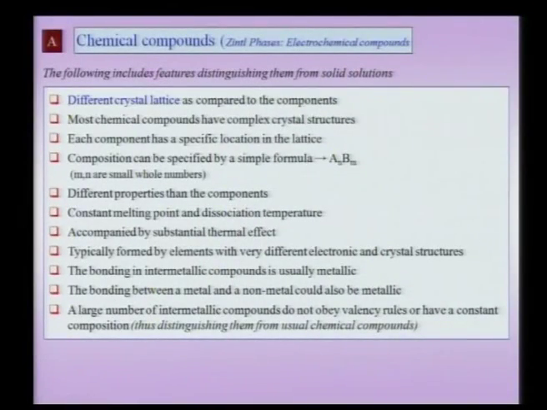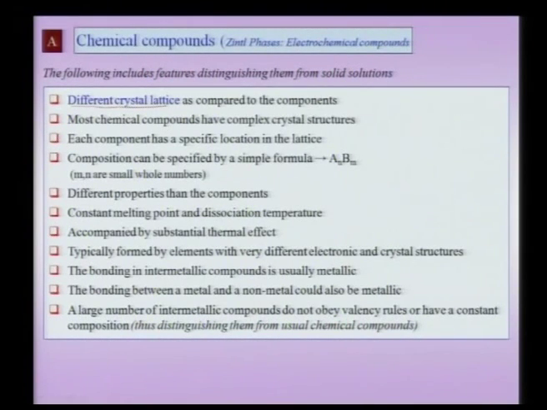Typically, they have a different crystal lattice as compared to these components. Many of the chemical compounds have very complex crystal structures. We have seen some examples, but things could get even more complicated. Each component obviously has a specific location or a sublattice of its own. So, this is something which we have already seen.